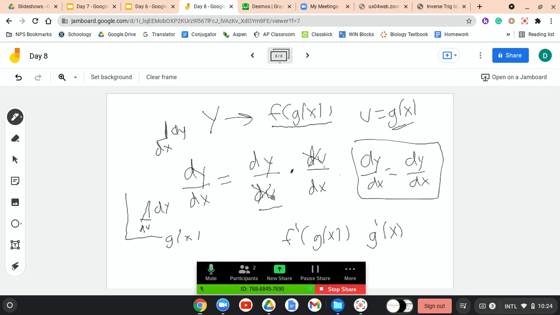So because these are still tiny numbers, you can kind of still treat them like numbers. And that's why you can do the division thing, the canceling out. Okay, cool. Yeah. Awesome. All right.